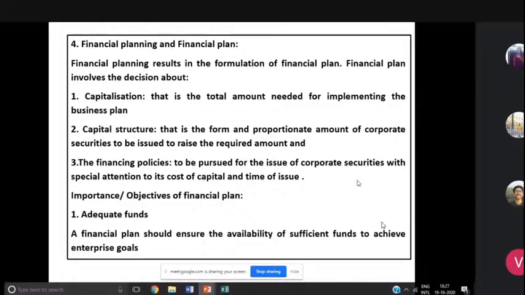Say CCP. Someone from your side should repeat what the first C stands for. Capitalization. What is capitalization? Total amount to be invested. What is capital structure? The type and proportion. What do you mean by type? The form and proportion or proportionate amount of securities. What is third? P. P for what? Policies. What policies? Financing policies. Okay. Then the objectives. First, it should have adequate funds.